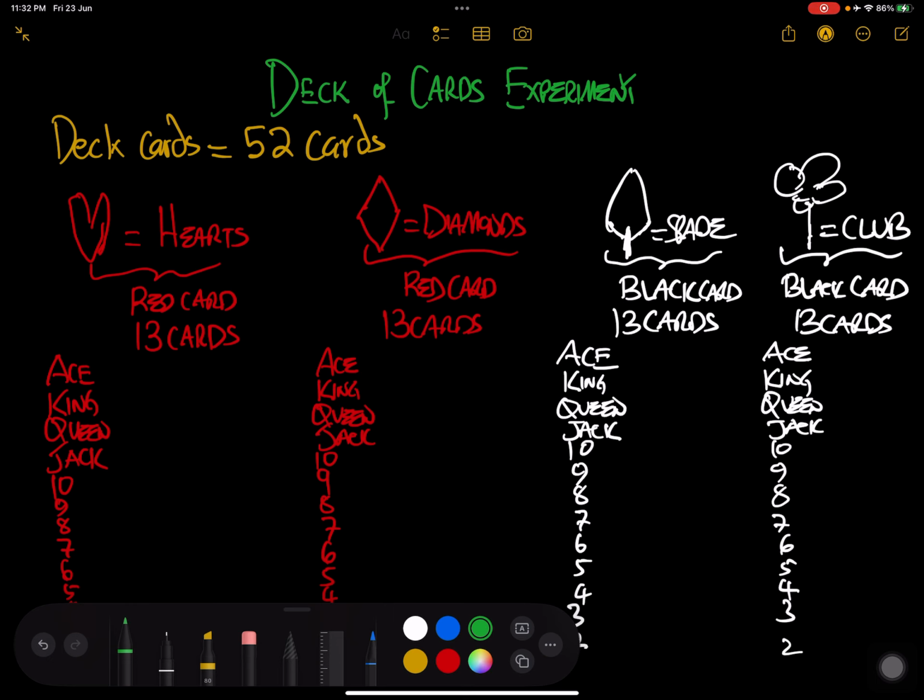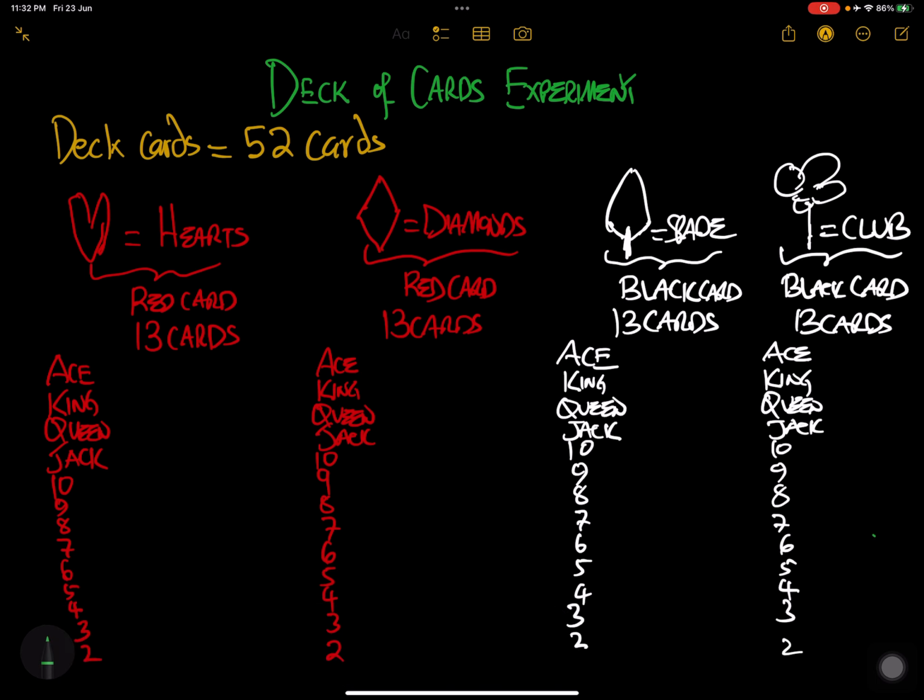There are 52. If you look at 13 plus 13 plus 13 plus 13, you're going to get what? 52 cards.